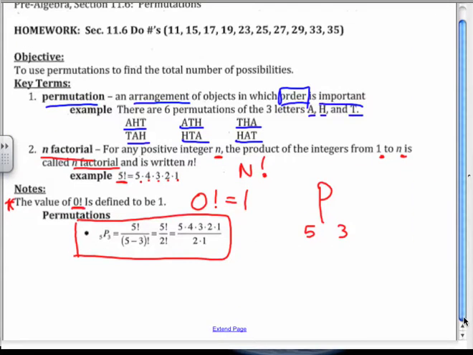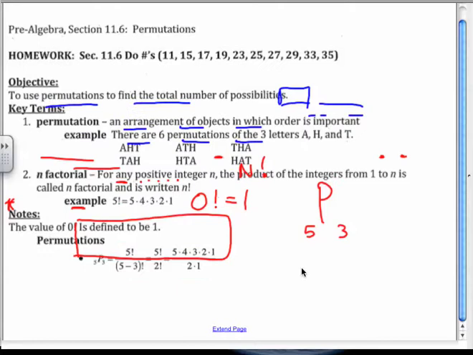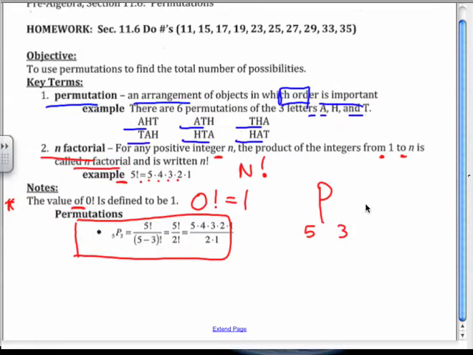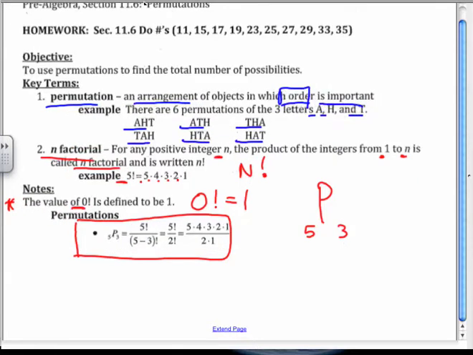But again, if I have 5 things to choose from, but I'm only choosing 3 of them, the way I find that number is, you know what? This is going to happen for me. The way I choose that is 5 factorial over 5 minus 3 factorial. That will tell me how many different possible orders there are out of those 5 people for 1, 2, and 3.